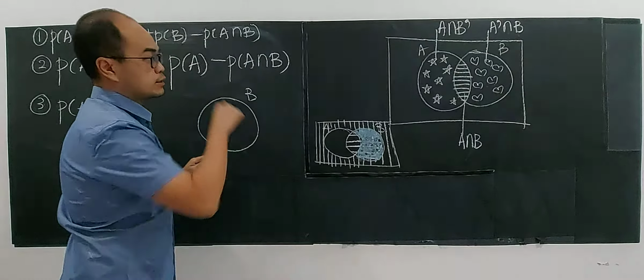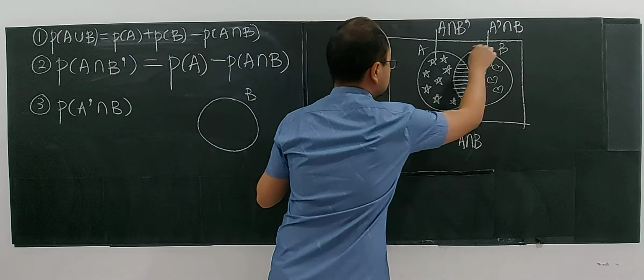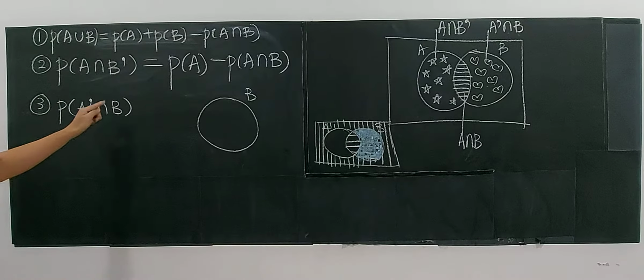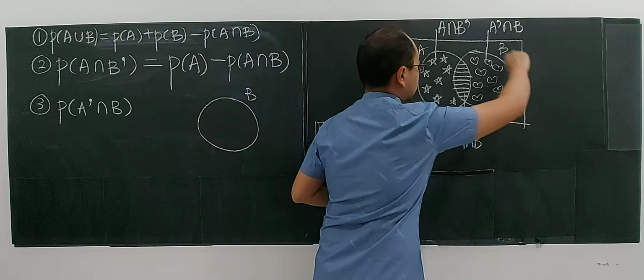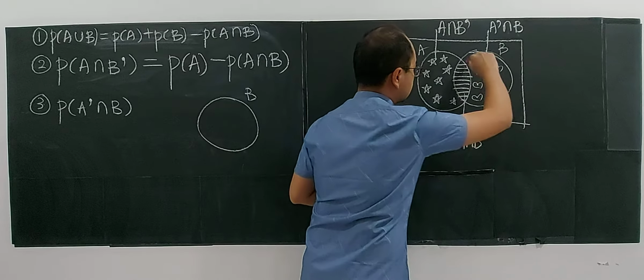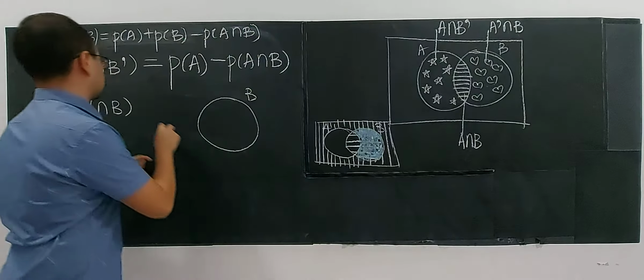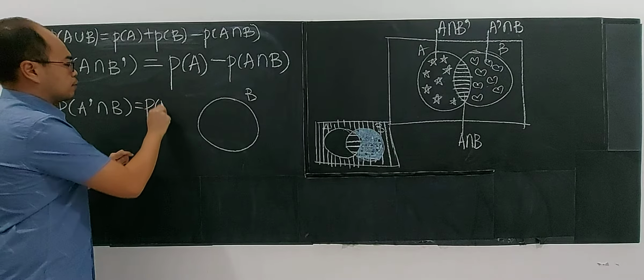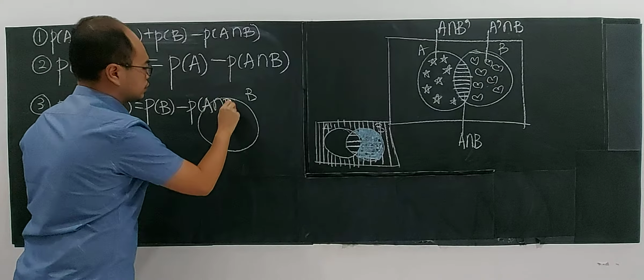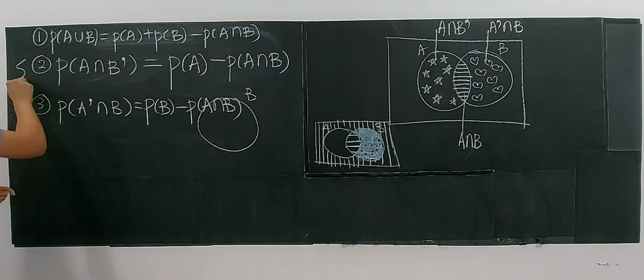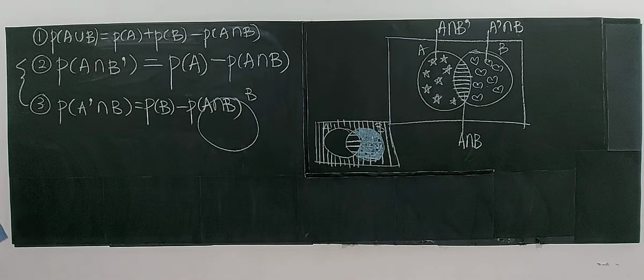So how to find the formula for this region? The probability of A prime intersecting with B is that you take the probability of B, the number of elements in B, minus away the intersection. It's the probability of B minus the probability of A intersecting with B. So this makes up these two formulas that I introduced in this video here.